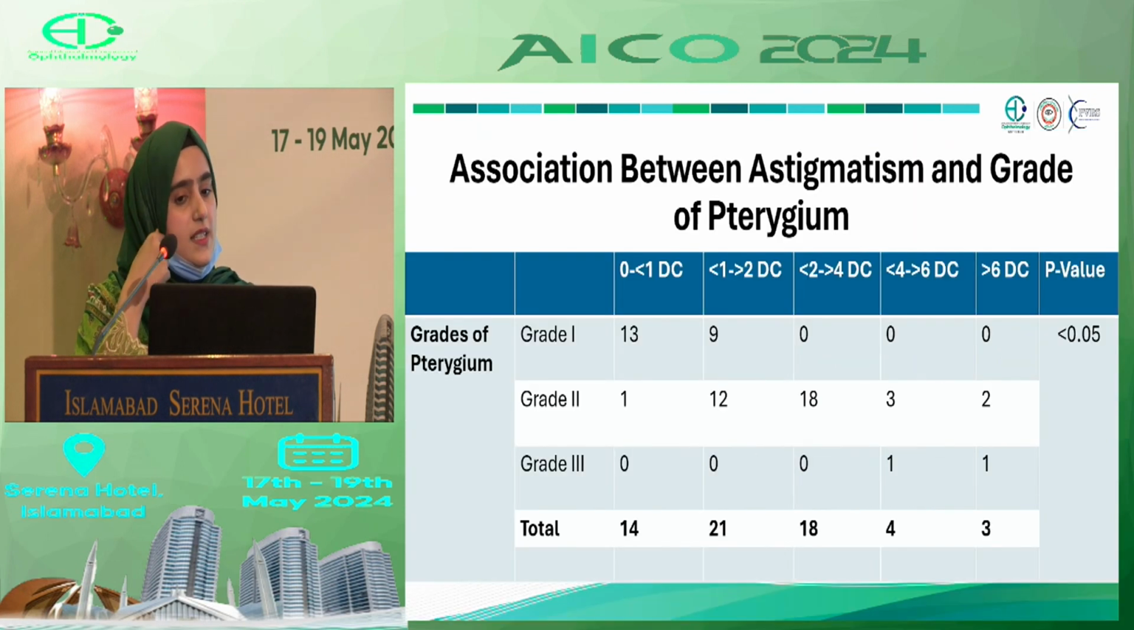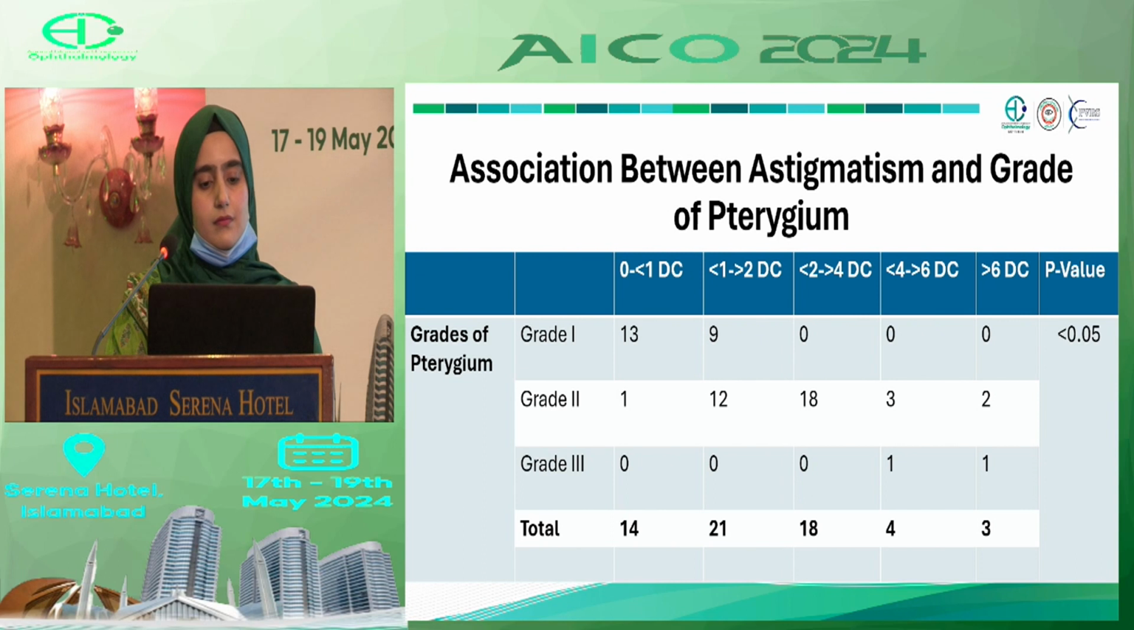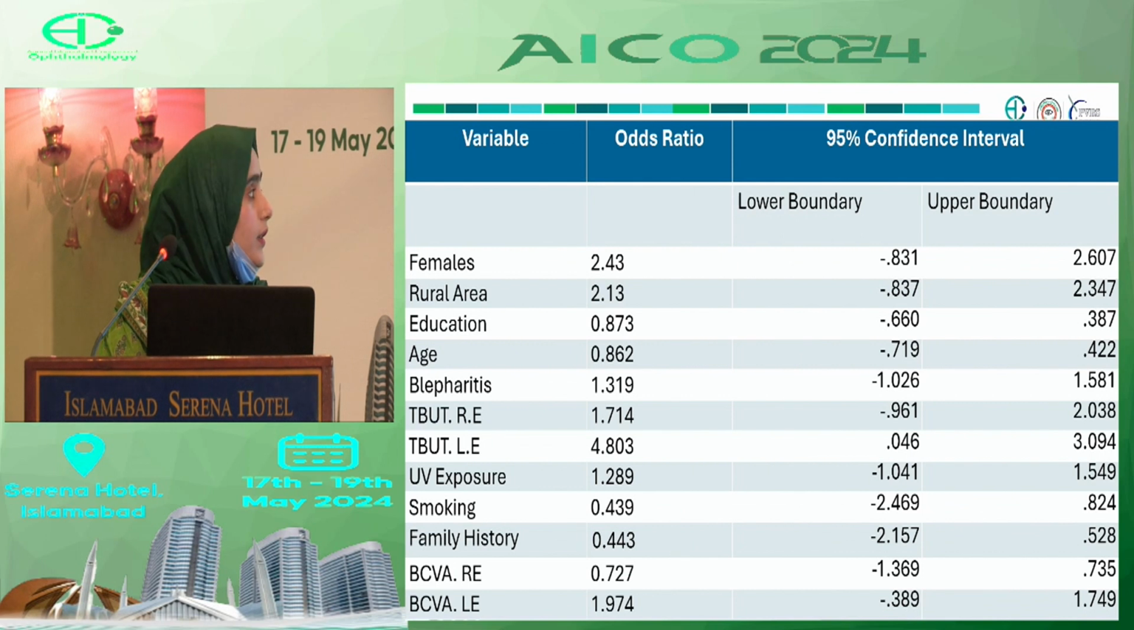Association between astigmatism and grade of pterygium. 13 patients with grade 1 had less than 1 diopter cylinder of astigmatism, and 9 patients with grade 1 had 1 to 2 diopter cylinder. Grade 2, 12 patients had 1 to 2 diopter cylinder, and grade 3 had a minimum of 2 patients only. So there were 4 to 6 diopter cylinder, and 1 was greater than 6 diopter cylinder. Odds ratio, you can have a look.